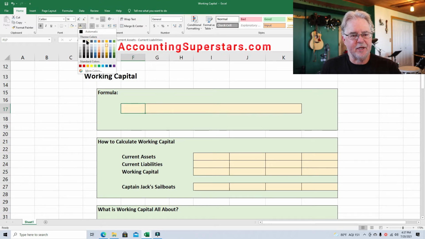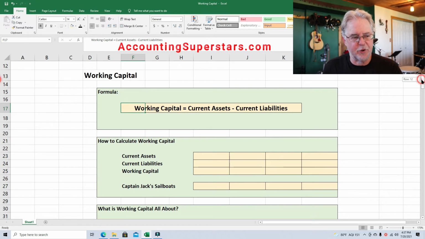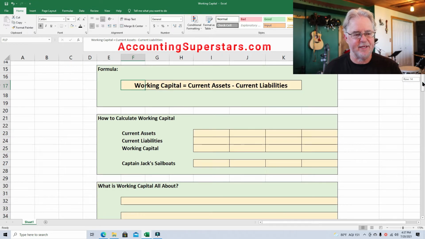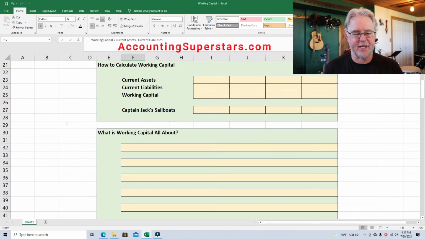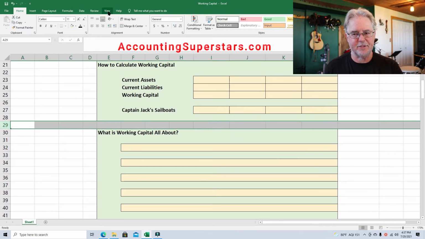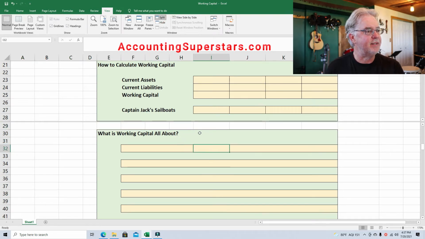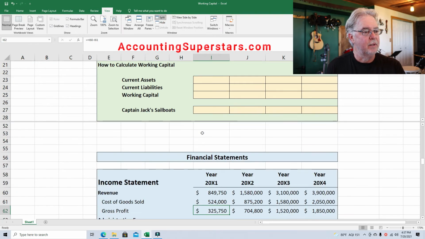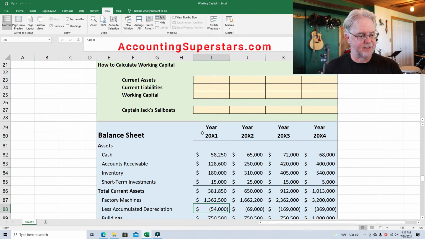So working capital, here is the formula, ladies and gentlemen. Let's bring that up. Working capital is simply current assets minus current liabilities. Easy. So how to calculate working capital? All we're going to do is take current assets, subtract away current liabilities, and we're done. I've got some financial statements right down here. Here we go, splitting the screen so we can see what's going on.